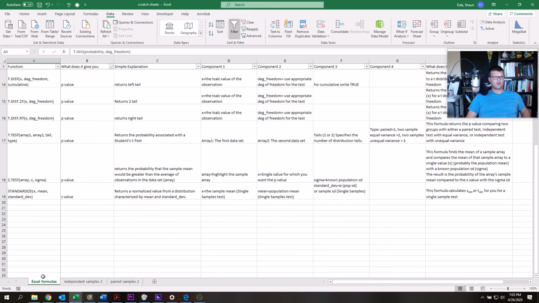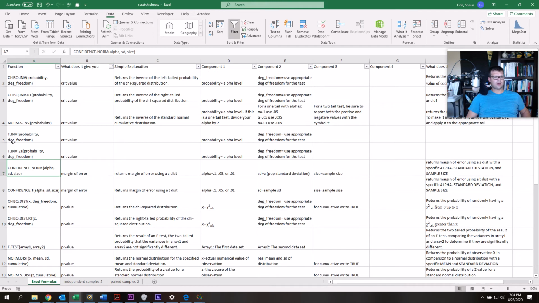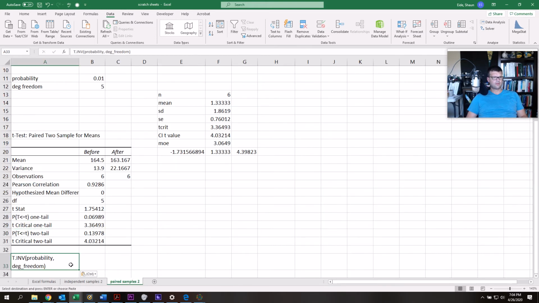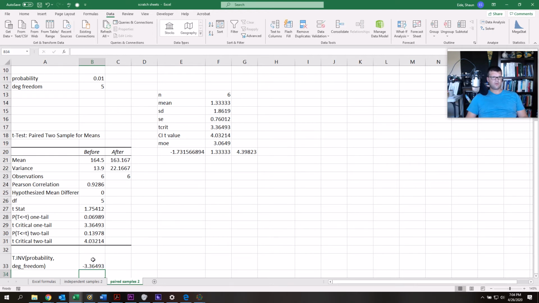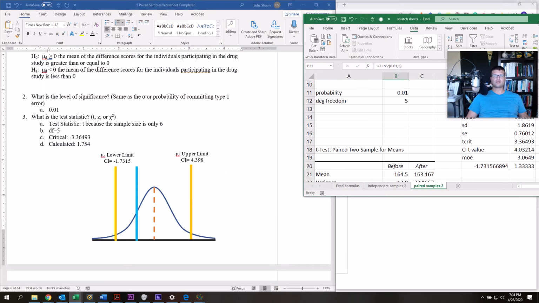And then last but not least, we have an Excel formula. The Excel formula is right here, T.INV. So I'm going to copy this, and I'm going to put it right here. I would put equals T.INV, and then the probability. What is the probability that I want? Do I want 0.01? And then the degrees of freedom. The degrees of freedom is going to be 5. So when we do that, the 0.01 probability gives us negative 3.36, which then you've got to determine, do I want it to be positive, do I want it to be negative? Just make sure that you note that you need to make it into positive or negative for your test.